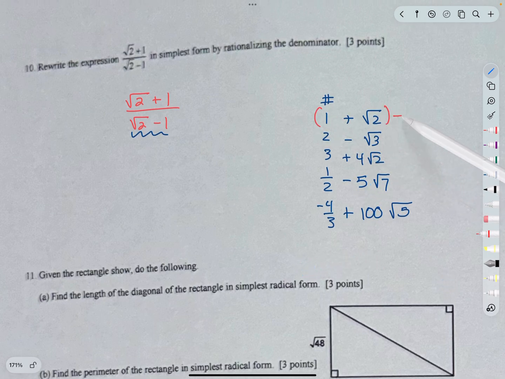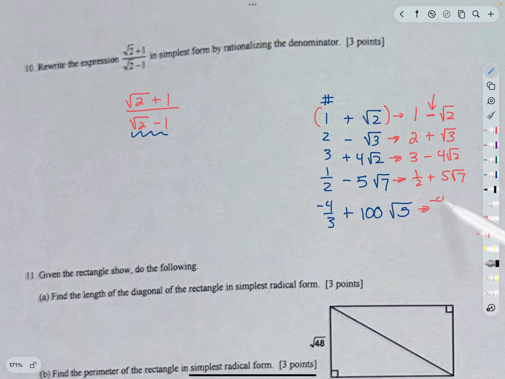Okay. The conjugate for this one would be 1 minus the √2. See, I just have to change the sign in front of the radical. The conjugate for this would be 2 plus √3. The conjugate would be 3 minus 4√2. Conjugate would be 1/2 plus 5√7. The conjugate would be -4/3, and I change the sign in front of the radical section, minus √5.